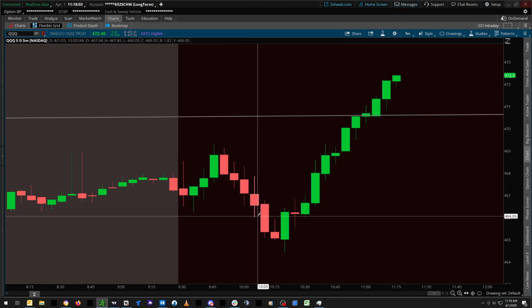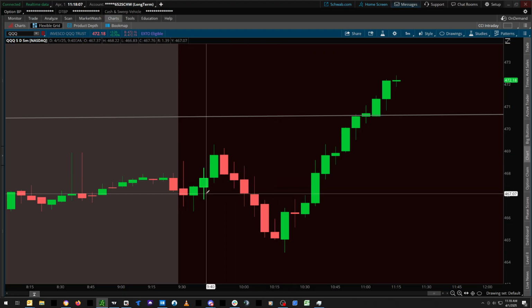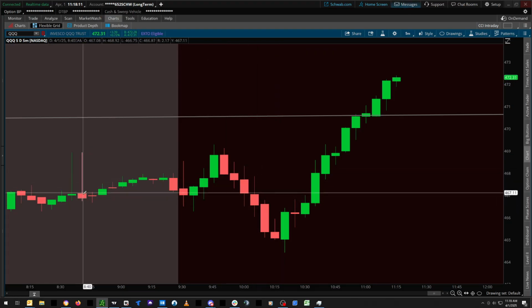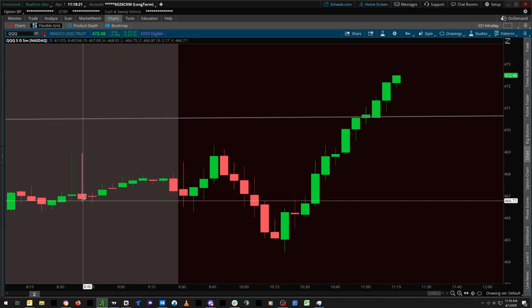Would that also be a dragonfly or a shooting star? Okay, good question. So this is closer to a shooting star. You see, now it'd be a perfect shooting star if the close was actually down here at the very bottom of the wick. Wouldn't that then be a gravestone?